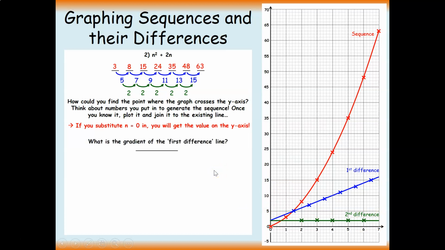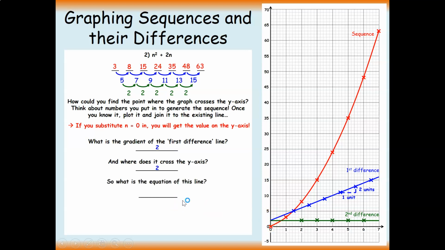What is the gradient of the first difference line? So we have here 1 unit because it's 5.5 minus 4.5. We have here 2 units because it is 13 minus 11. The gradient is 2 divided by 1, which is equal to 2. And where does it cross the y-axis? What point is this? Oh, 0, 2. 0, 1, and 2. So that's 2.